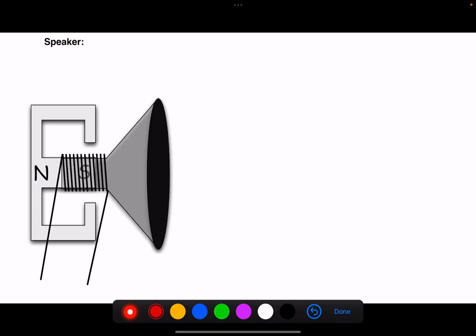Another application is the speaker, where we can have a coil inside our speaker or our headphones. We run electricity through it. It generates an artificial electromagnet, which causes the coil to move, which causes the speaker to move, which causes sound to come out of the cone of the speaker. Okay, so that's another application. You don't have to draw it. Just know another application of our previous unit is the speaker.